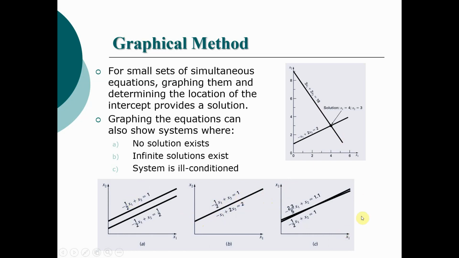In many cases, we might have something like this, where we call our system very ill-conditioned. A system is ill-conditioned. Why is that? Because you will see that it's not very clear where the intersection is.